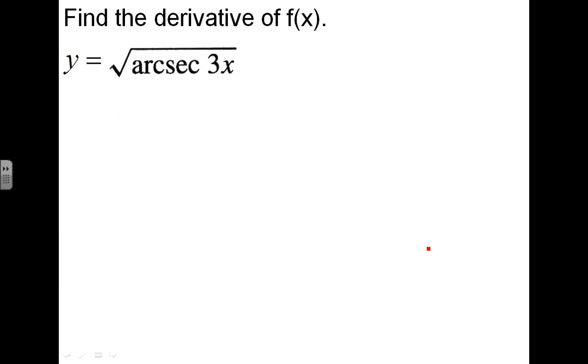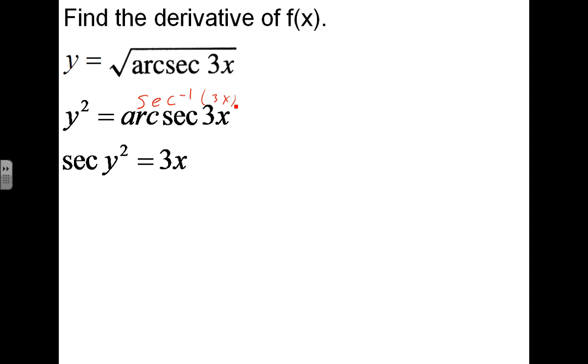Oh my gosh, the arc secant of 3x, the square root. Hopefully you remember that arc secant means the inverse secant. And obviously we got a little square root issue here, but we can square both sides. That's not a big deal. So if that means the inverse secant, I can just take that to the other side. What about the angle? It's fine. We can handle y squared as the angle.